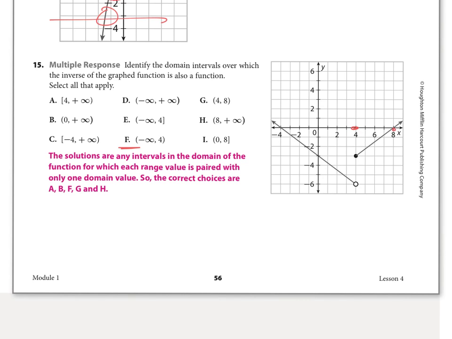And then the last one is H. From 8 to positive infinity. So from 8 on, well, I'm just going from here on. Since it has an arrow, it's going straight up. It'll only hit it 1 time. So hopefully that horizontal line test kind of makes sense to you here. I know it wasn't on the video, but hopefully you have some clarification as to looking at a graph of the original function and how to determine if its inverse is a function.